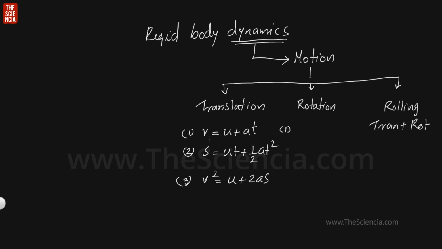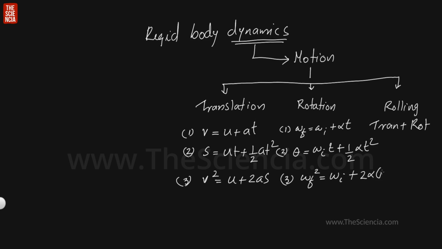In rotation, the velocity will be angular velocity and the acceleration will be angular acceleration. So we can write similar equations of motion for rotation. First one is omega f equal to omega i plus alpha t. Omega f is the final angular velocity, omega i is the initial angular velocity, and alpha is the angular acceleration. Second one, instead of s, it is theta: theta is equal to omega i t plus half alpha t square. And third one is omega f square equal to omega i square plus 2 alpha theta. These are the equations of motion of a body in rotation.